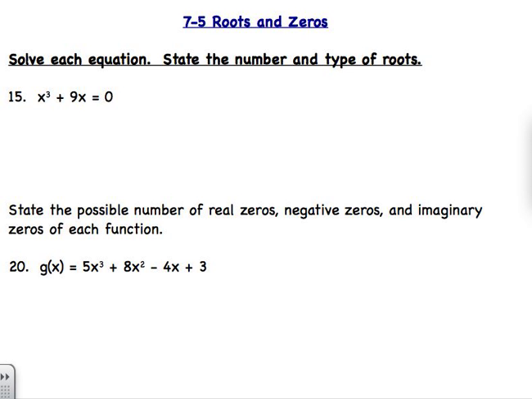Lesson 7.5, talking about roots and zeros, so the places where these polynomials cross the x-axis. In number 15 from your homework, you're being asked how many answers I am looking for, and what would those types of roots be? Because it's x cubed, I know that I'm looking for 3 different solutions.